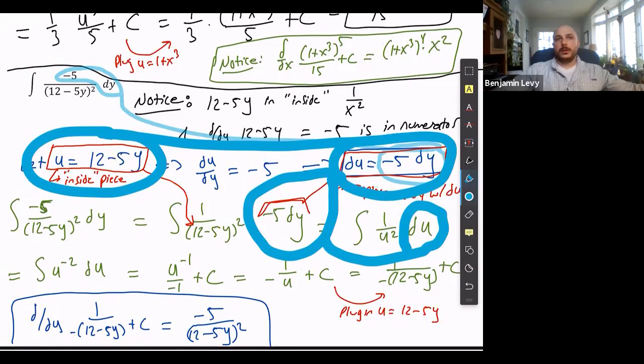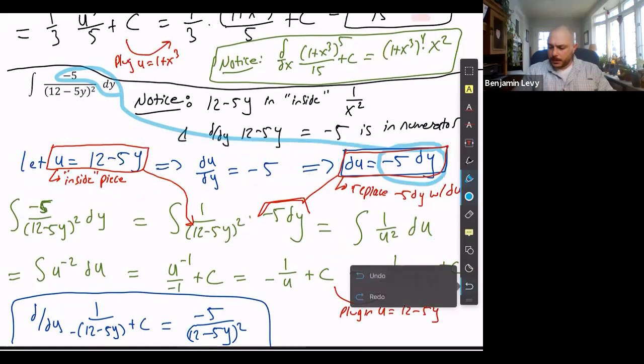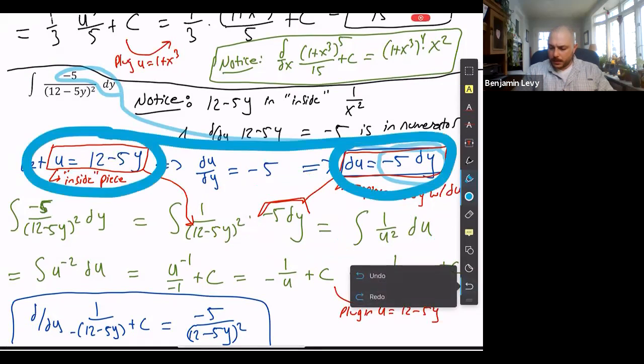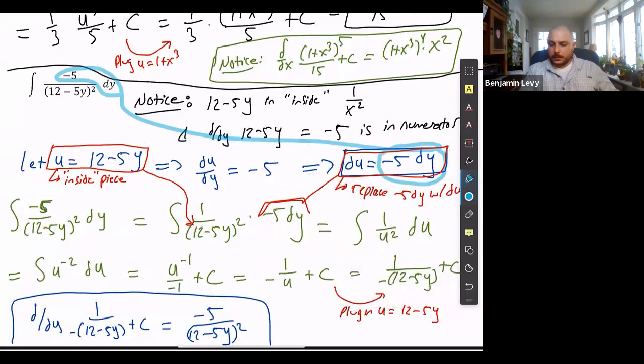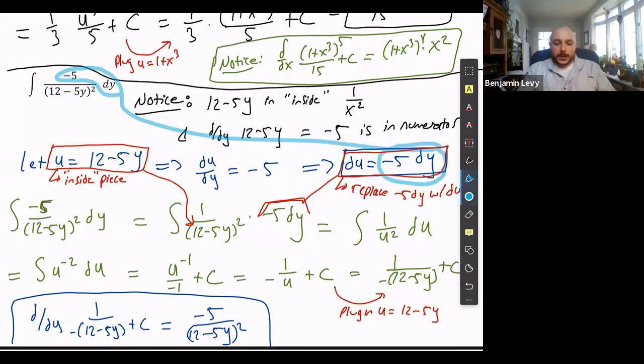So you do the du dy part, and then you're just looking at the original function. Do you see this thing I'm circling in thick blue now? Minus 5 dy is on the right. Because minus 5 dy is still, you still have minus 5 and minus 5 in the bottom too. Is that why? No, it's because it's on the top, right?